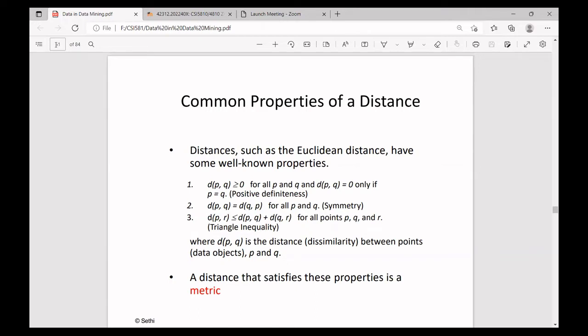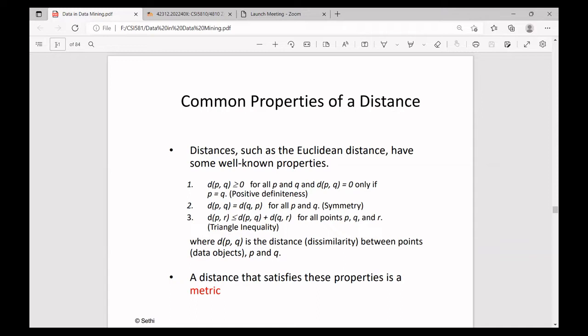And then if you have 3 points, P, Q, and R, then if you were to take distance between P and R, that distance should always be less than or equal to distance between P and Q plus distance between Q and R. This third property is known as the triangular or triangle inequality. You can think of 3 edges of a triangle, all right? And you can see that you can take any pair of points and the distance along that edge of the triangle is going to be always less than the sum of the other 2 edges, all right?